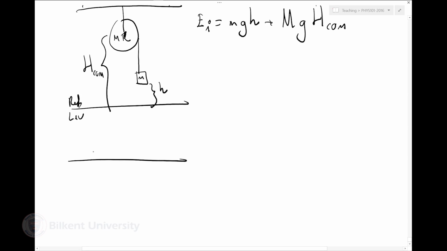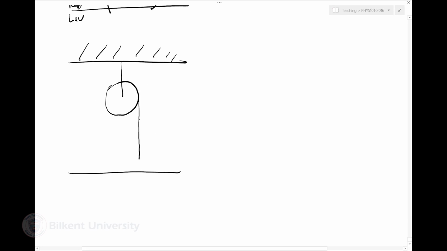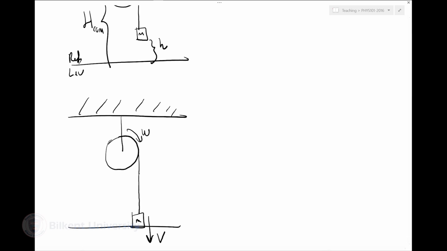How about in the final situation? What happens in the final situation? I have a disk now, and mass m is hitting the floor with some velocity v. But that means my pulley is also rotating with some angular frequency, omega, right? So can you tell me what the final energy is? Let's write the gravitational potential energy first. What's the gravitational potential energy coming from small m? It's 0. It already hit the floor. How about the large M? It's again going to be M times g times h_COM.